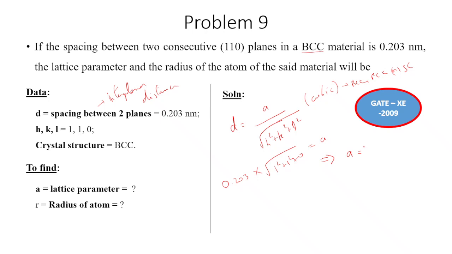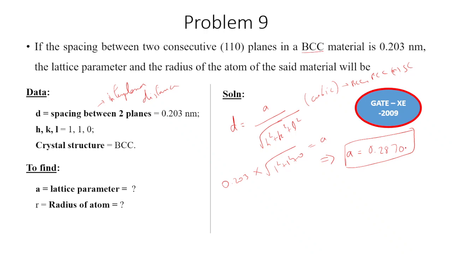Please let me know. Root 2 into 0.203. The A value is root 2 into 0.203, which is 0.2870, exactly. What unit will come?